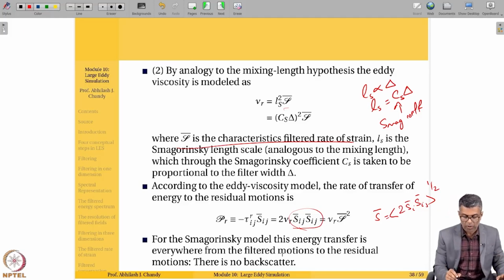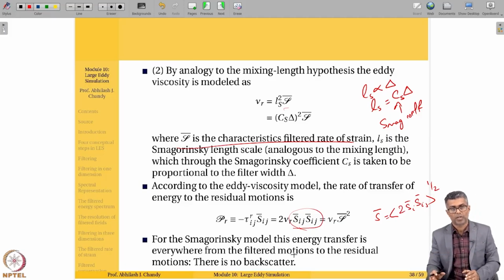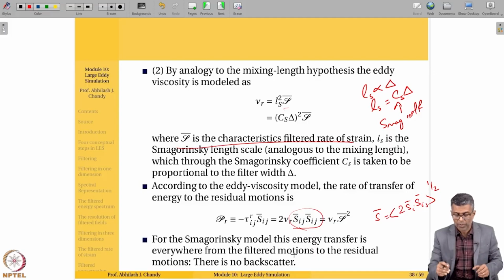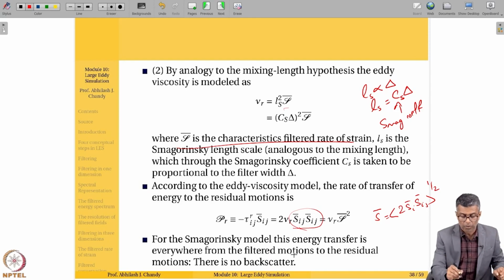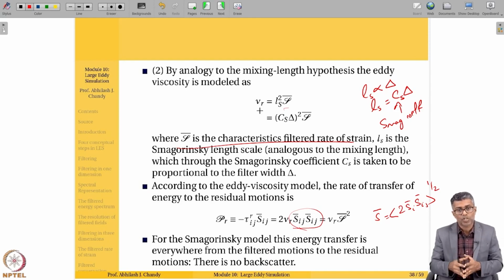So for the Smagorinsky model, this energy transfer is everywhere from the filtered motions to the residual motions. It is one way. It goes from the large scales to the small scales, not the other way around. So according to the Smagorinsky model, there is no backscatter. There is no way that it can consider backscatter. Why do I say that? Because if you think about nu r, it is Ls squared times S bar.